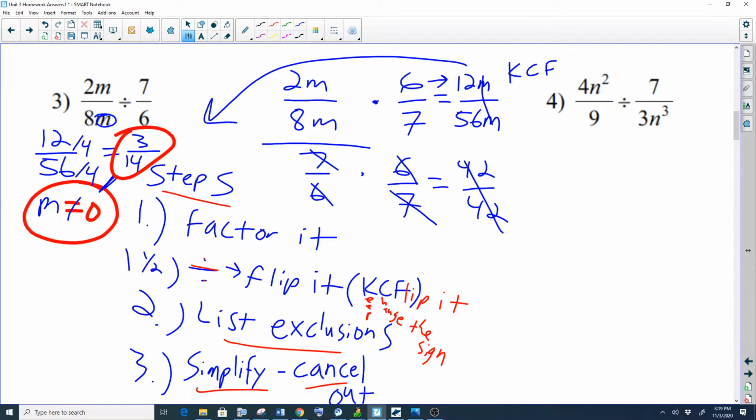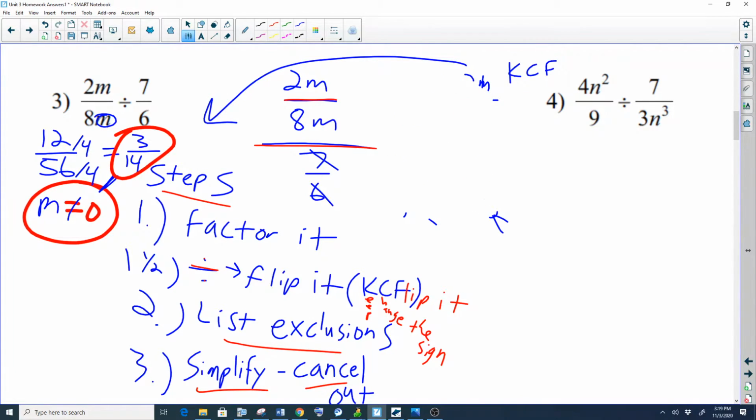Okay, so for number 3, again, the reason why we're going to flip it is, take a look. You have 2m over 8m all over 7 over 6, right? All over 7 over 6. And so how in the heck can you divide a fraction over a fraction? That just sounds impossible. Well, 7 over 6 just came from this guy right here.